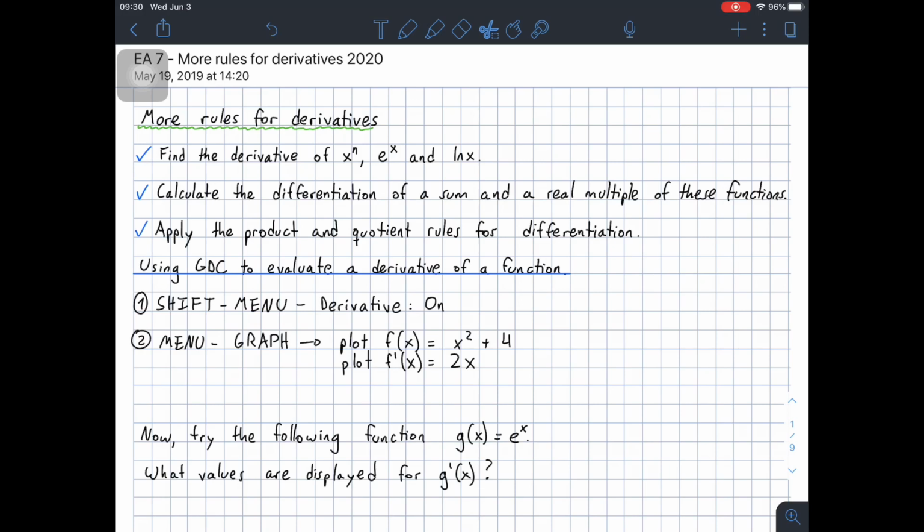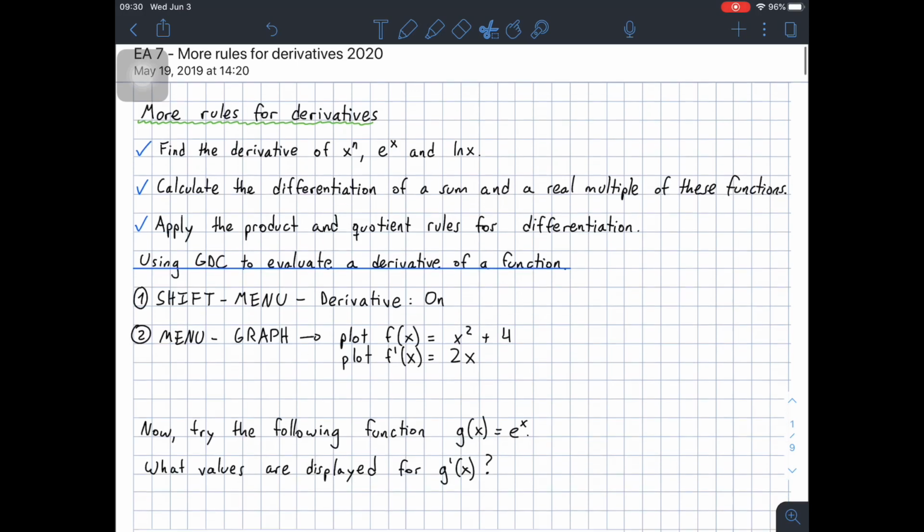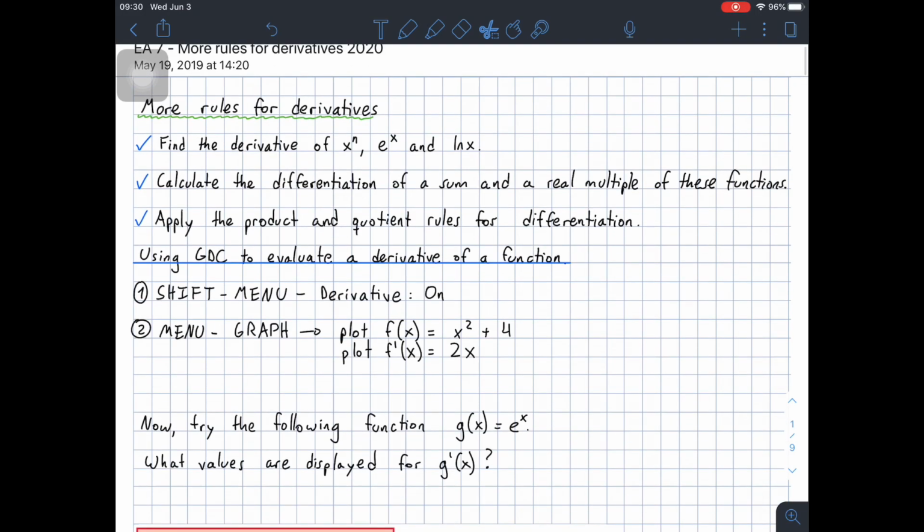The objectives for today's class are three. First, find the derivative of x to the power of n, e to the power of x, and natural logarithm of x. As I told you, we have already seen the power rule, but today we're going to see the exponent rule and the logarithmic rule.